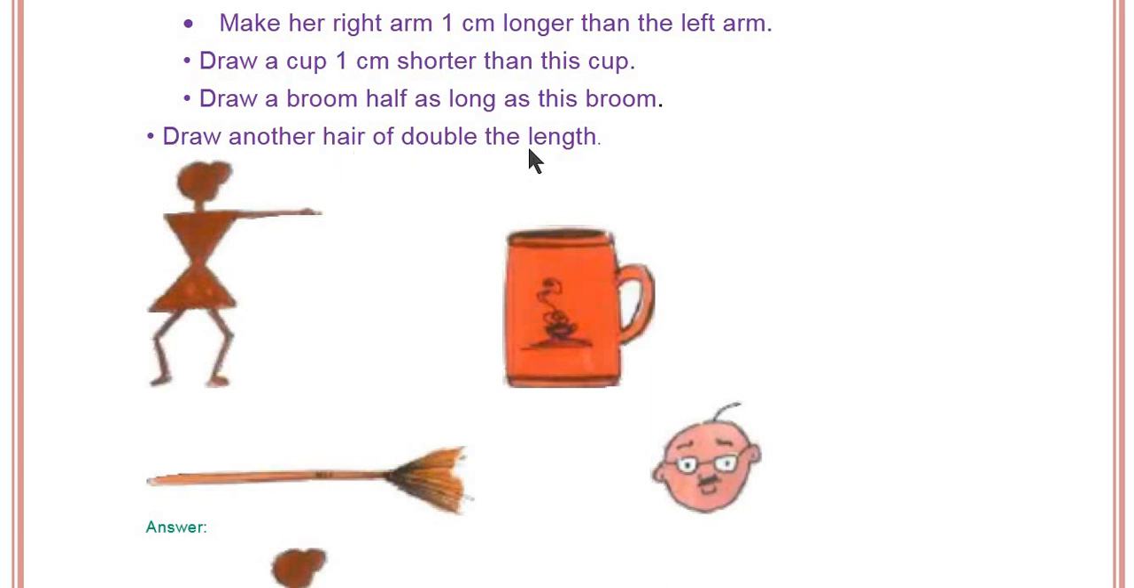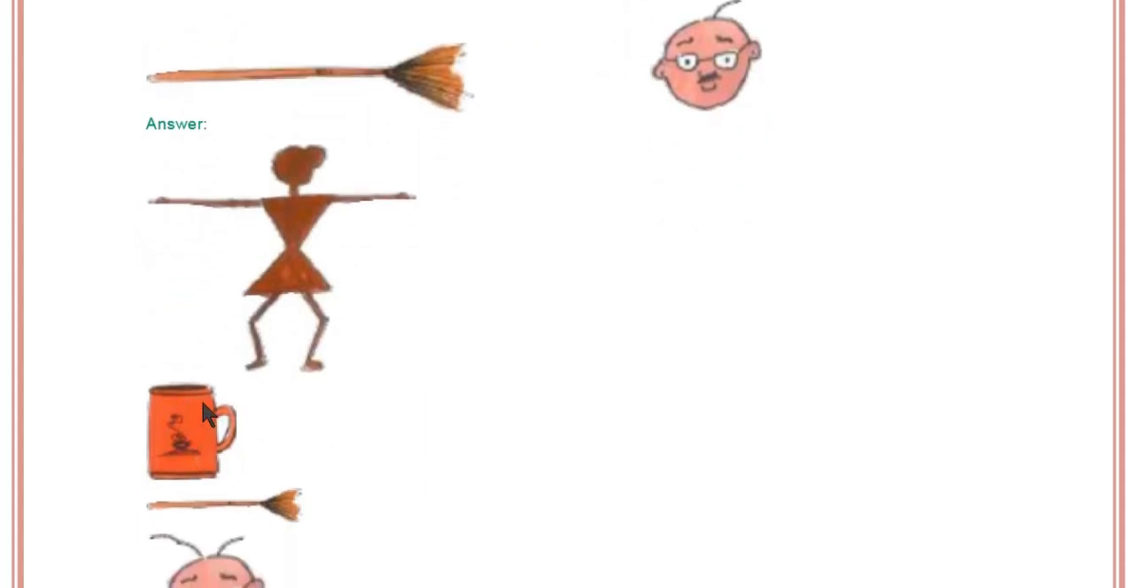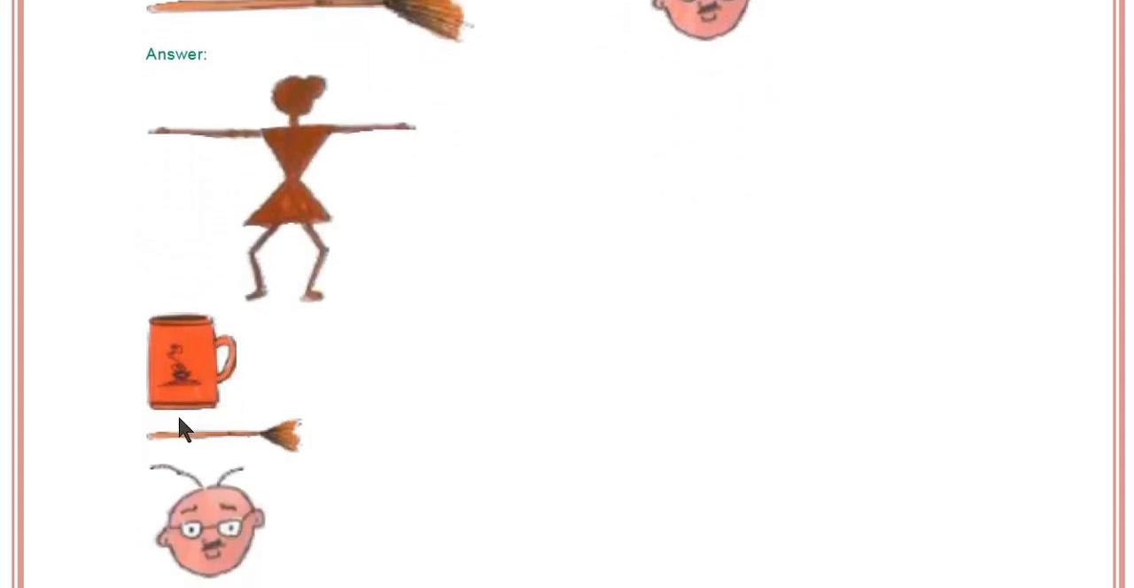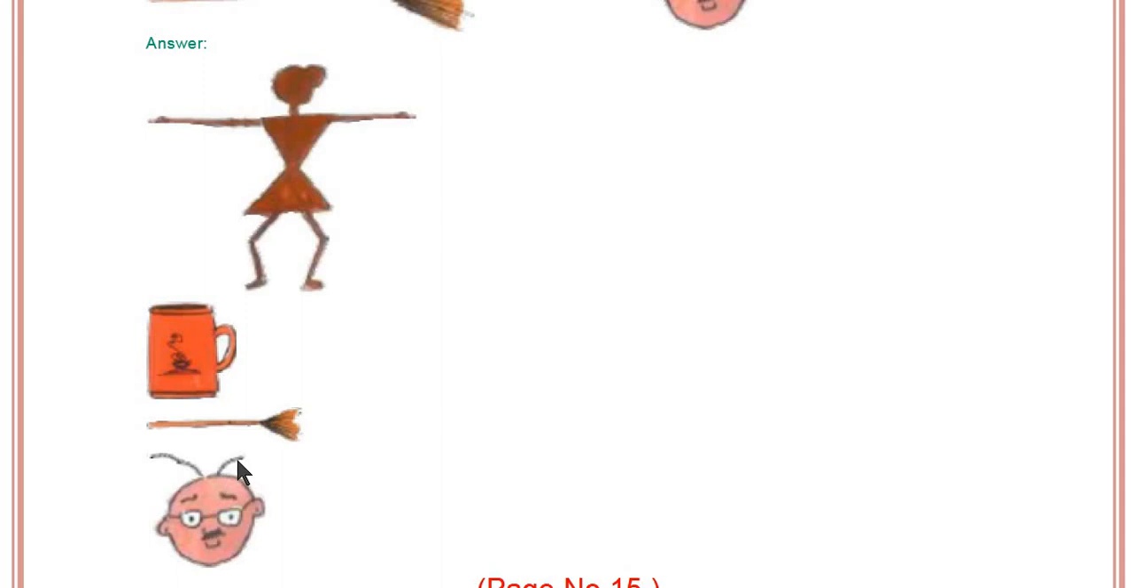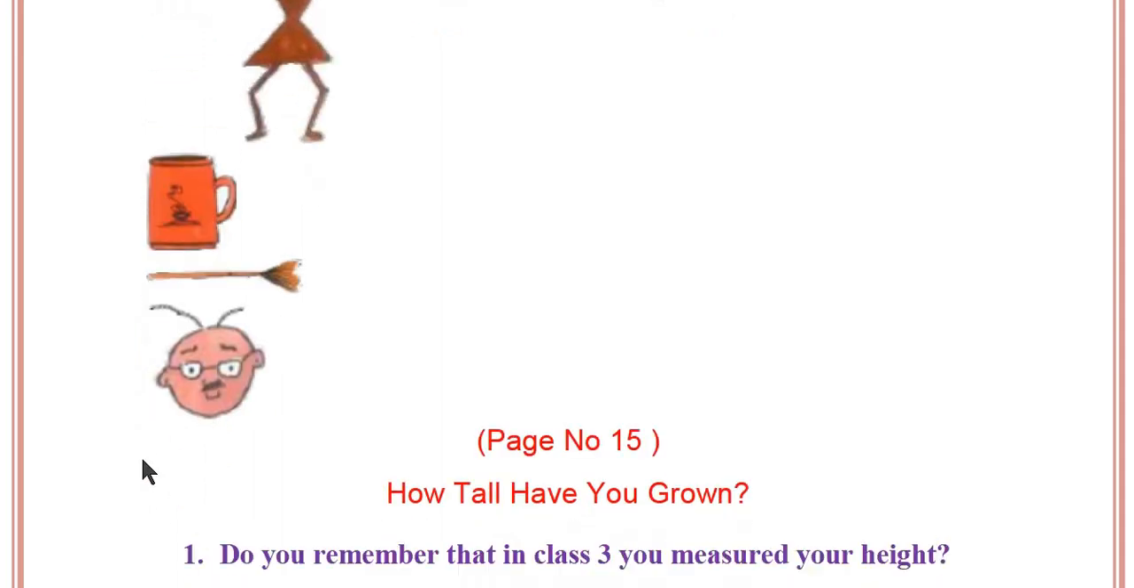But here you have to draw a half broom. Draw another hair of double the length. Here one hair is given, but you have to draw another hair with double the length. So now we give the answer part. Answer. Here we draw the longer arm. Here we draw a cup 1 centimeter shorter. Here a half broom. And here a hair is given, but a line double that hair is drawn.